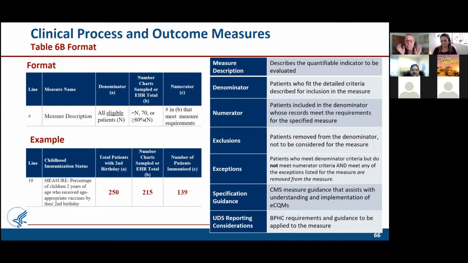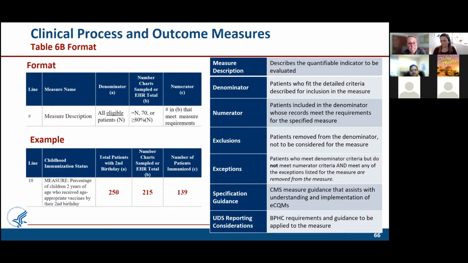So if neither of these two options are available to you, you may also report a randomly selected sample of 70 records from the universe. Just note that chart sampling is really the last resort, and this option may not be available in the future. If you report any clinical measure using either the 80% option or the sampling of the 70 charts option, the full denominator, population of patients who meet that criteria, must still be identified and reported in column A.